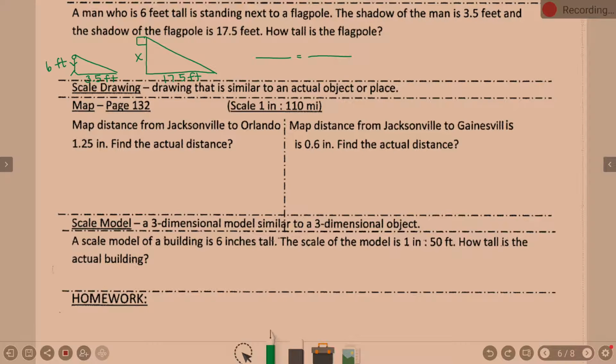Okay. Start me up. What do you want to pair X with? 6. Based on what I've been teaching, I'm going to say X goes with 6. So X from the big triangle pairs up with 6 from the small triangle. Focus, please. X from the big triangle pairs up with 6 from the small triangle. How do I set up my other part of this proportion? X over 6. 3.5.